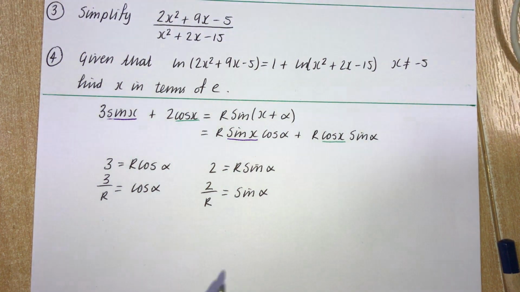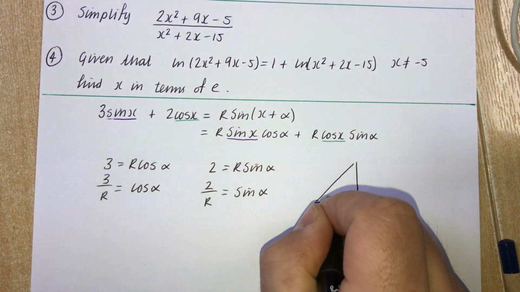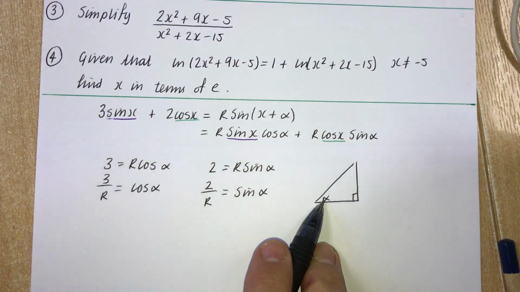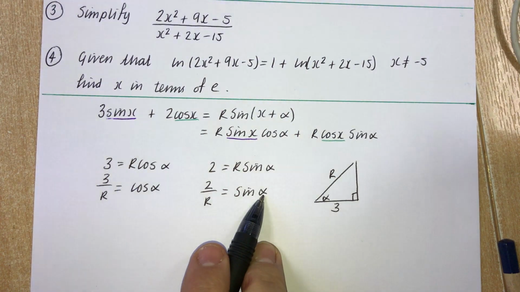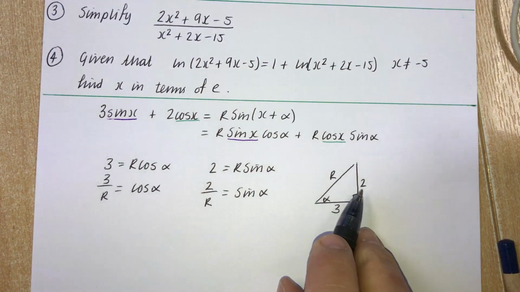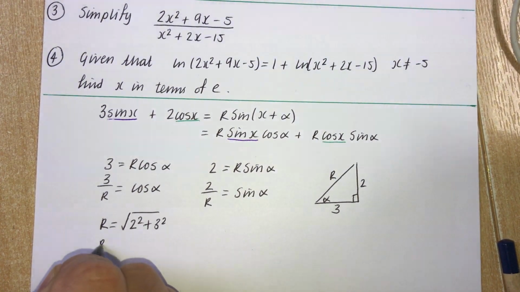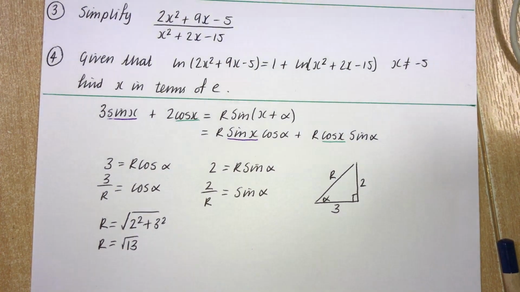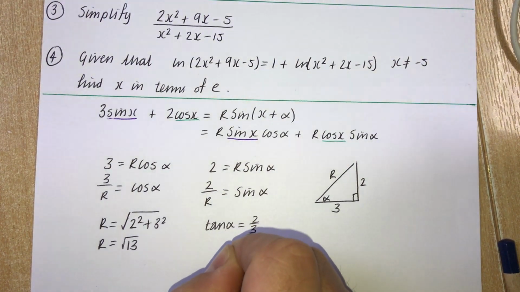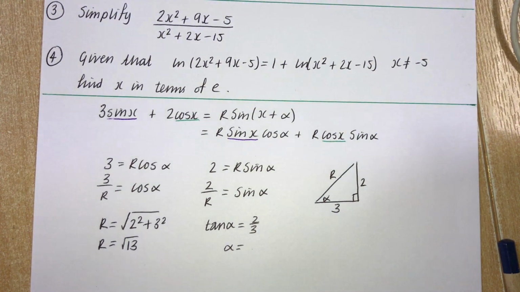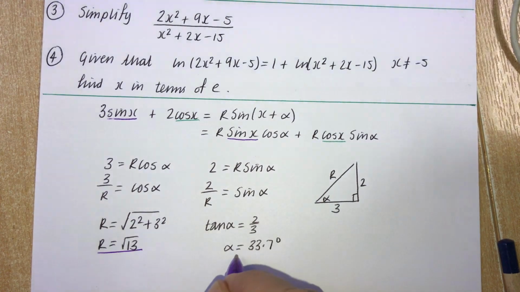Now there's a number of ways we can solve this to find out what r is and what alpha is. My preference is to draw a right angle triangle involving alpha. Cos alpha is the adjacent over the hypotenuse, and sin alpha is the opposite over the hypotenuse. So r we can find using Pythagoras' theorem, which will give us root 13. And then alpha, I'm going to use opposite over adjacent, and that will give me, using my calculator, 33.7 degrees. So there's my answer to question number 1.